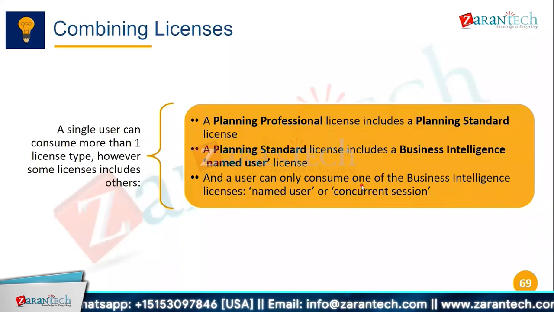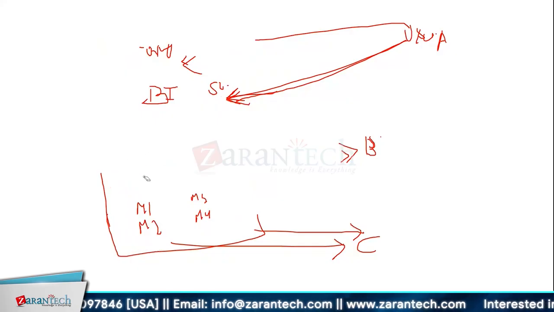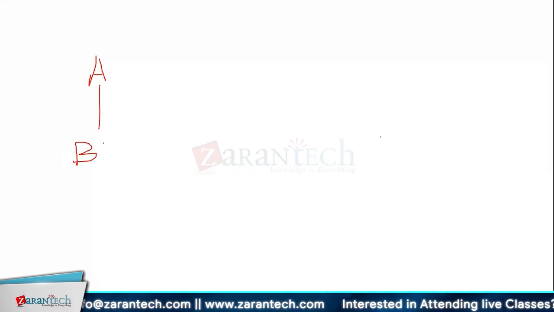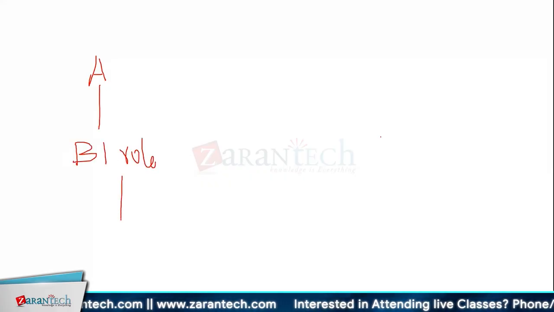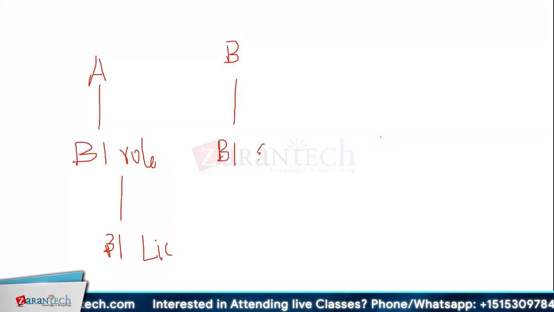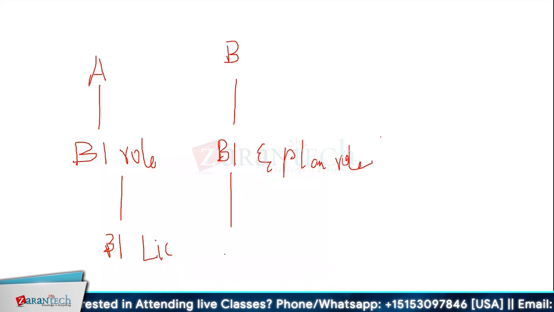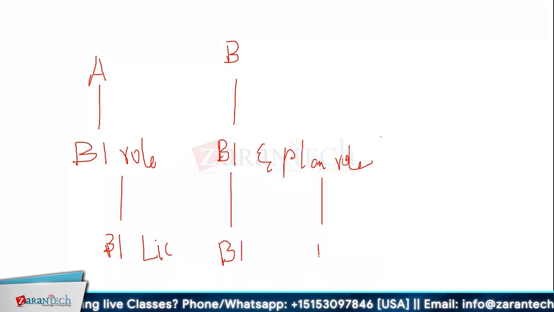I will explain this in a schematic way, so you will understand easily. Suppose you have user A, a person who does business intelligence. For him, you have to give the BA role, and this BA role will have the BA license. Then we have user B, who consumes both BI and planning, so he will have both roles. For these, we will have only one BA license, and for the planning role, we will have a planning license. So these are the scenarios.